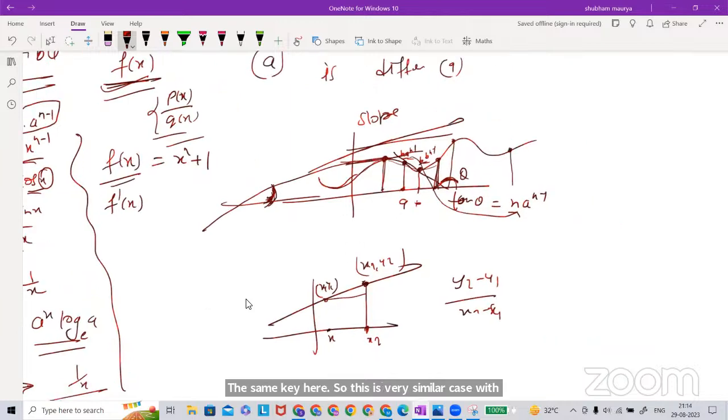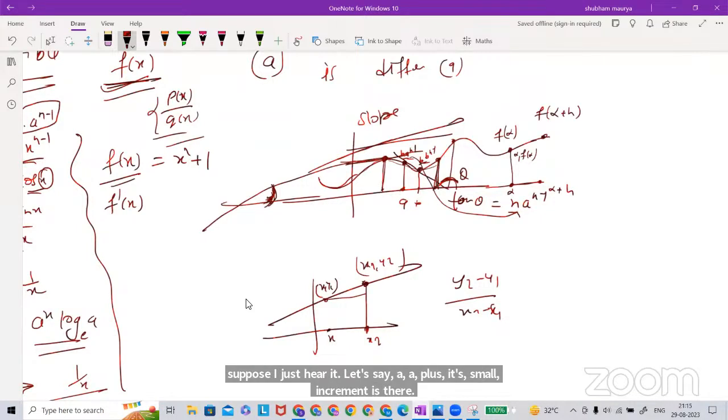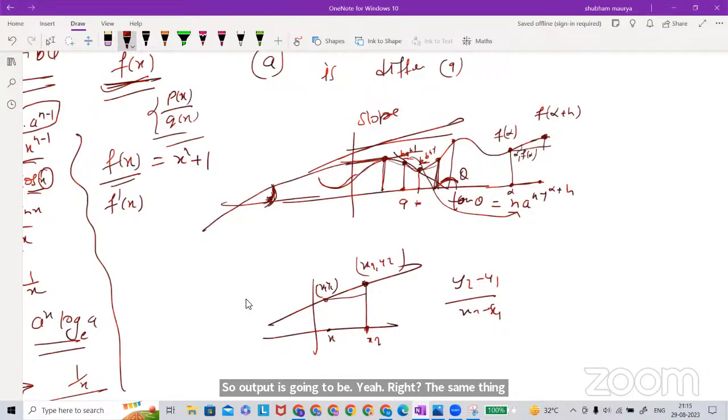Here is the input, let's say this is alpha, so you will get f of alpha. That means this point is alpha, f of alpha. And suppose here is alpha plus h, a small increment. So the output is going to be f of alpha plus h. Very similarly, this point is going to be alpha plus h, f of alpha plus h.